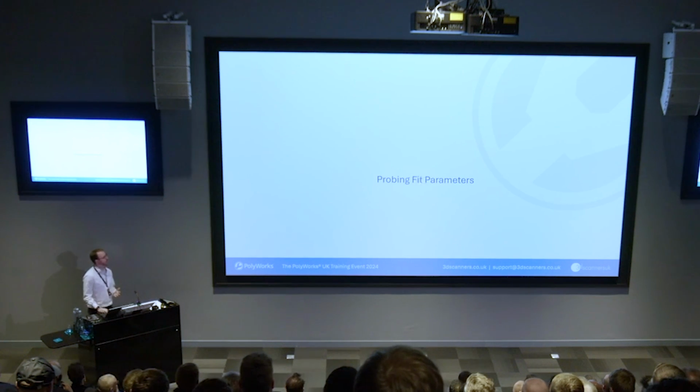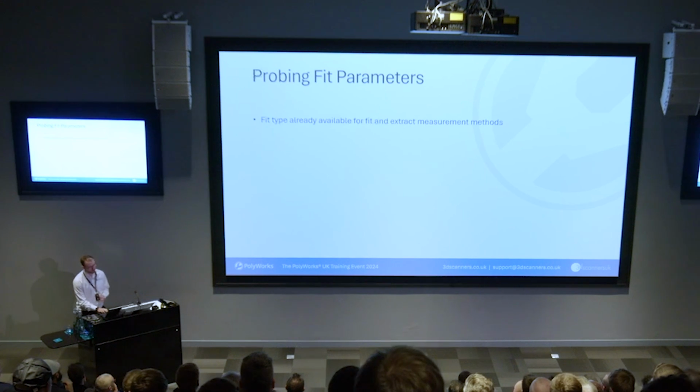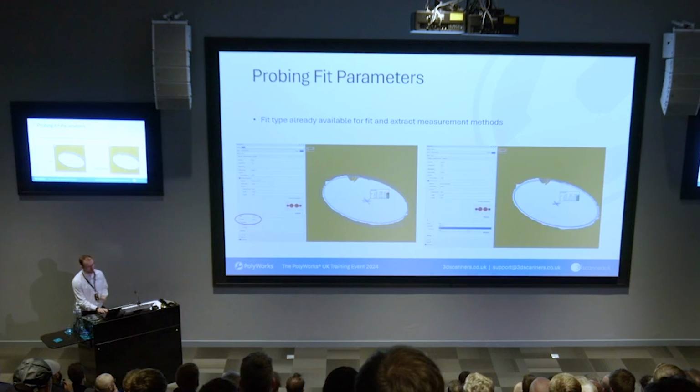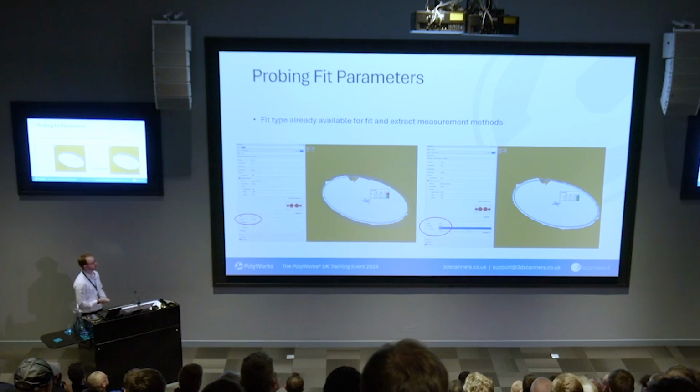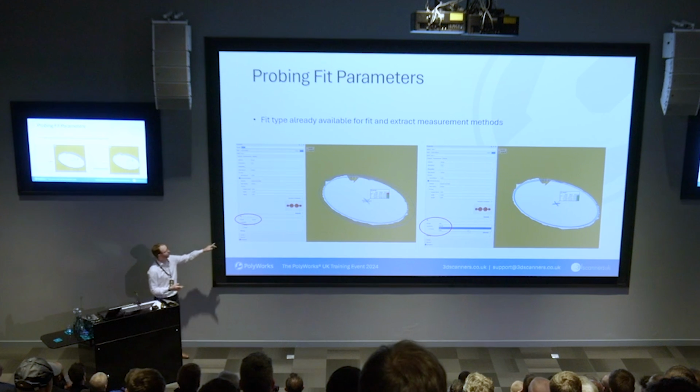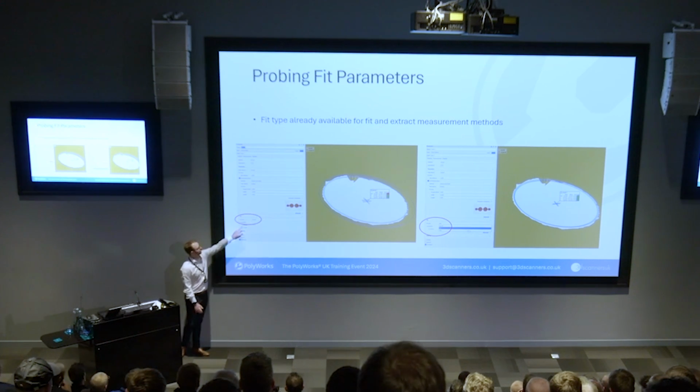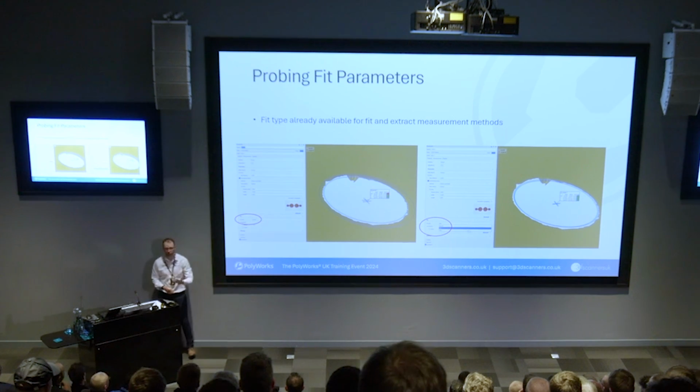My next topic, as you see on the screen, probing fit parameters. Those of you that have scanning devices may already be familiar with the fit methods and the extraction methods. You'll see on the screen we have a circle on the left-hand side, which is a best fit extraction, and a circle on the right, which is a minimum fit extraction. So the ability to effectively simulate assemblies and constraints as well. You can just about make it out underneath the circle here. You've got constraints, so you can constrain the radius and the center of the circle in this case.